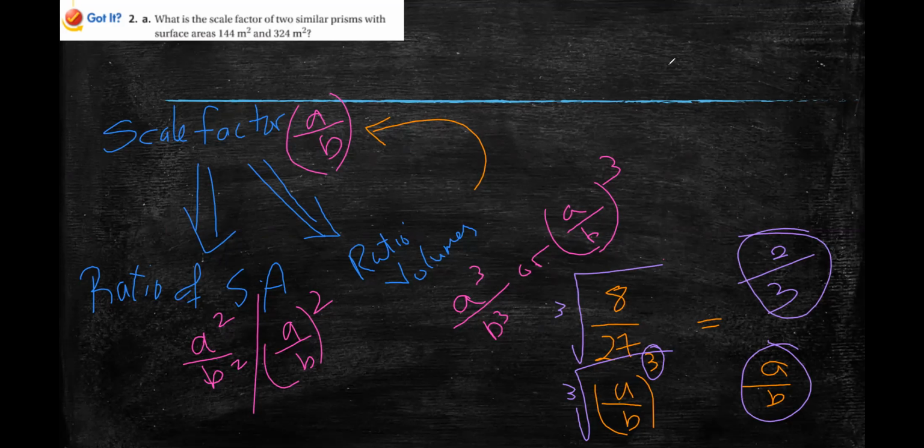The third idea is that sometimes I give you the ratio of the volumes and you have to use the ratio of the volumes to find the unknown surface area. Like there's a relation between these two: A cubed over B cubed and A squared over B squared. Like this example here.